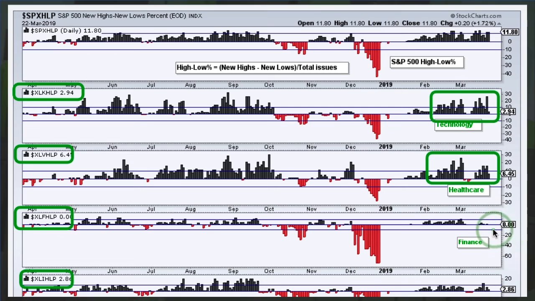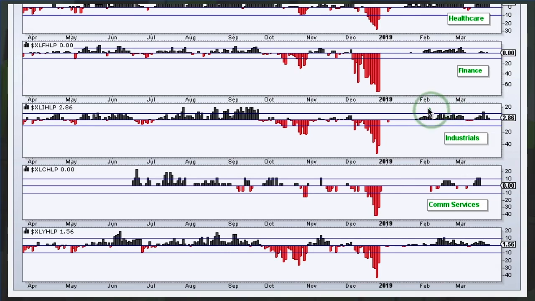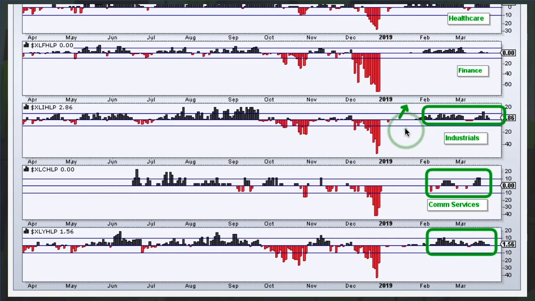Healthcare is not doing too bad with a number of new highs. Finance, less so, could barely get above 10%. And then if we scroll down a little bit, we can see industrials barely above 10%, but still more bullish than bearish. We look at communication services above 10%, so more bullish than bearish. And we look at consumer discretionary. It was doing all right in February, but not as strong in March. And again, I'm not looking at signals for a move above or below 0. I'm looking for a move above plus 10% or below minus 10% to avoid whipsaws.